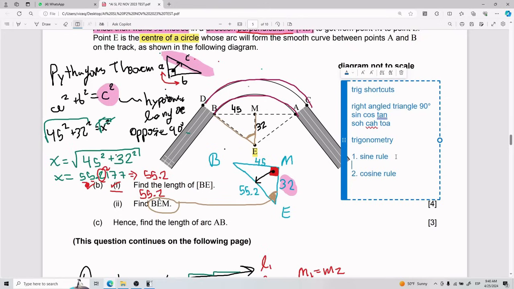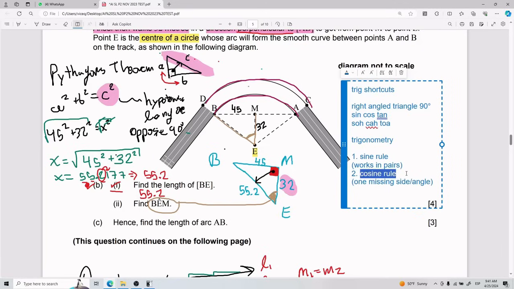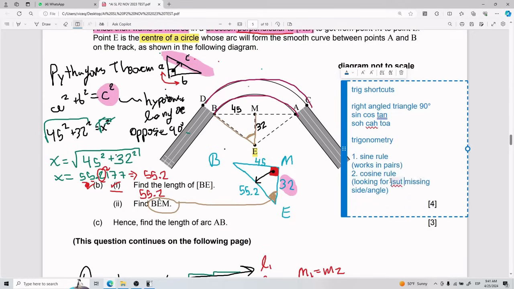What's the intuition of this? Sine rule works in pairs, while cosine rule is basically for one missing side or angle. So whenever you're looking for just one missing side or one missing angle, cosine rule is pretty good. Now, I know that one missing angle sounds kind of weird because, oh, you have 2 out of 3, you can get the last one easily. Really, the cosine rule, you know what? I'm just going to show you.